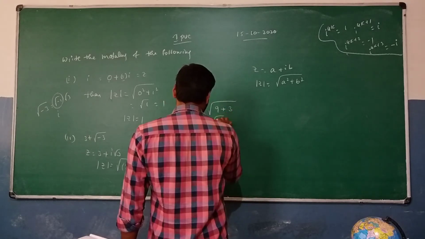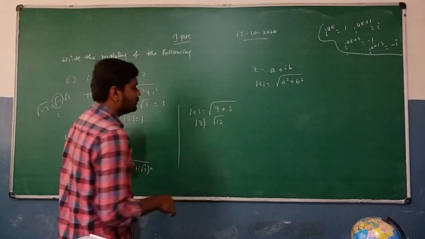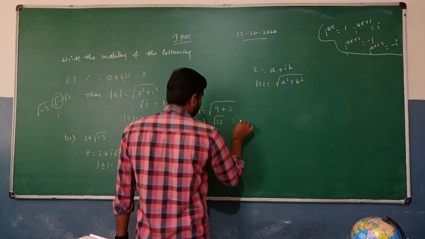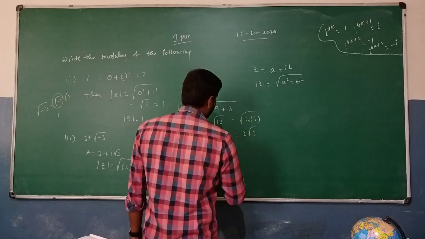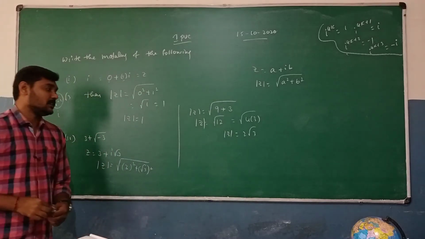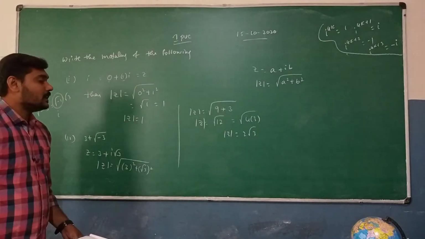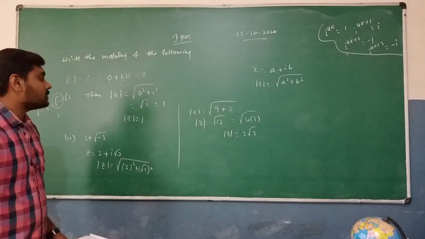So we can write root of 12. So modulus of z is equal to root 12, or it can also be represented as root of 4 into 3. So that's going to be 2 root 3. So modulus of z can also be expressed like this, which is equal to 2 root 3, and we can keep expressing like this.